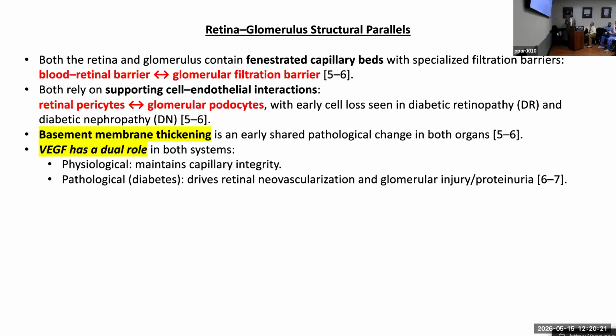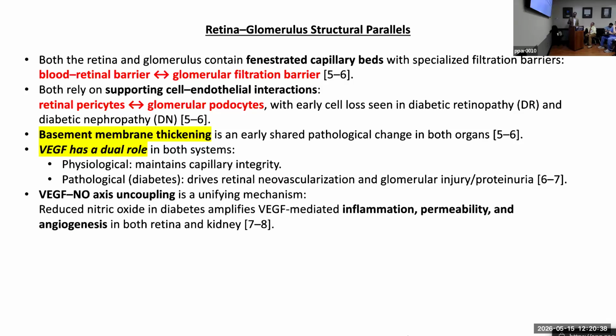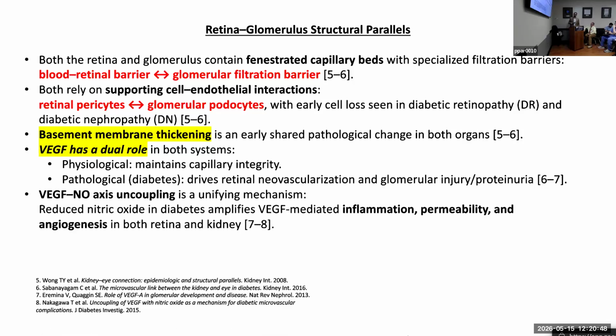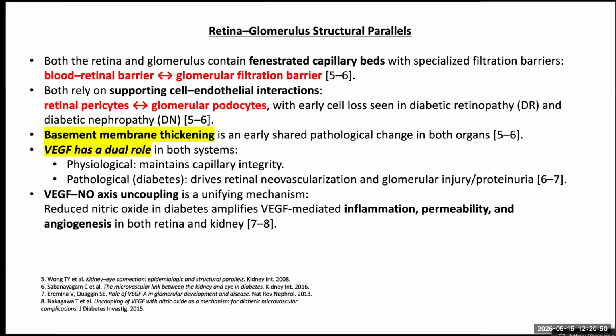VEGF has been playing a dual role. Physiologically, it maintains the capillary integrity. So it's not possible that the capillary integrity is there without VEGF. VEGF is always there. It becomes pathological when it drives the retinal neovascularization as well as the glomerular injury and proteinuria. There is an axis between VEGF and nitric oxide which gets impaired, leading to VEGF-mediated inflammation, permeability, and angiogenesis happening in both the places.